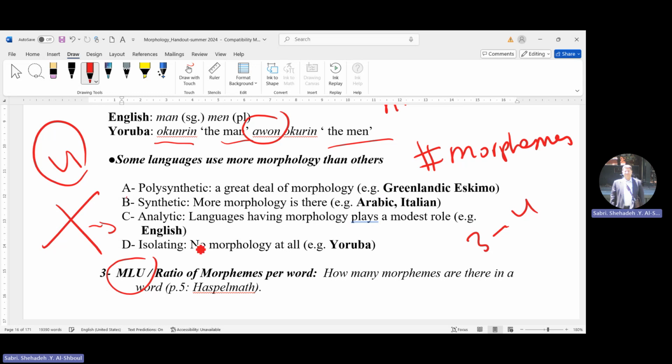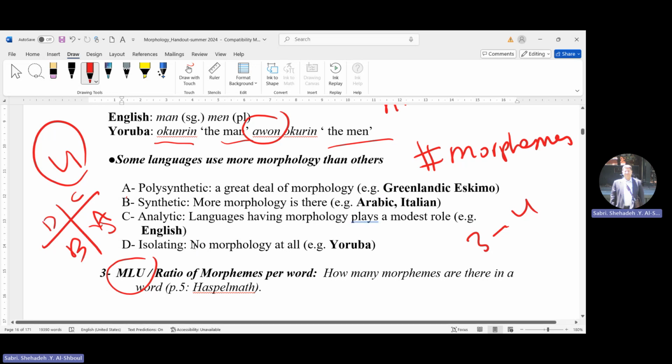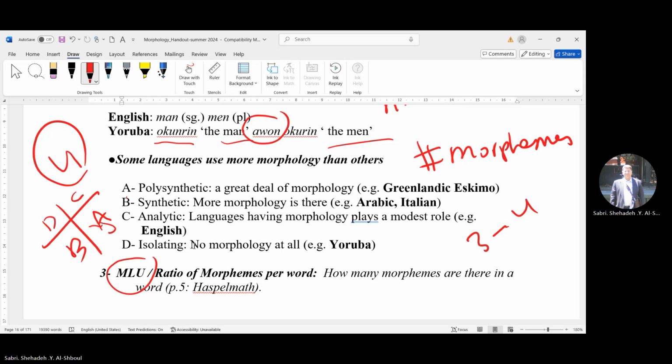So of course, this is A in the fourth quarter, B in the third, C in the second, and D, which is isolating, in the first quarter. The division here based on the quarters comes from whether the language is isolating, which is from 0 to 0.9, or analytic, which starts from 1 to 1.9, synthetic 2 to 2.9, and 3 to 3.9 or 4. So this indicates how morphology can work.